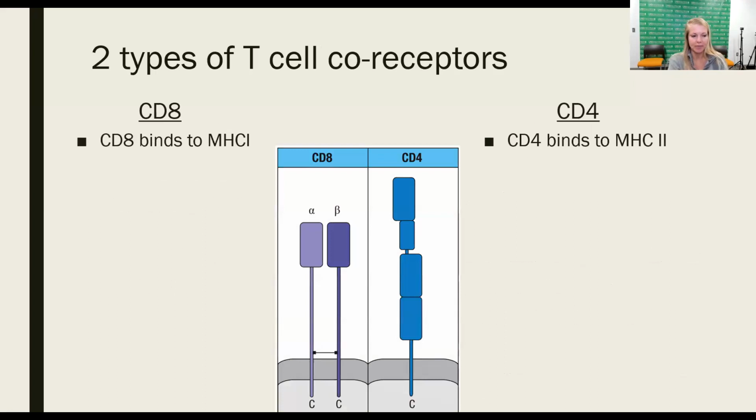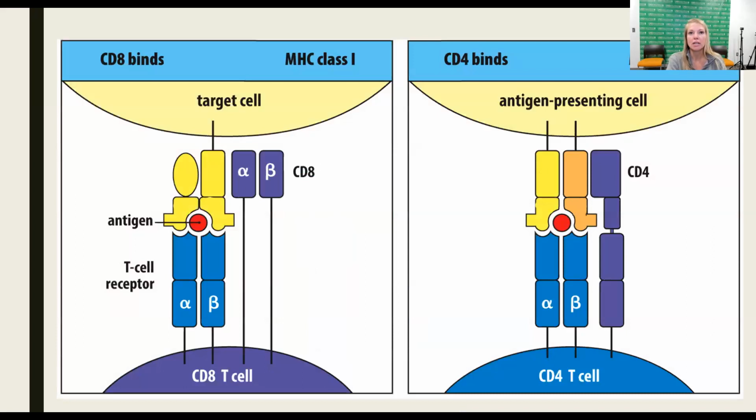Here, I can go to this slide. CD8 binds MHC class 1. CD4 binds MHC class 2. These are called co-receptors, and they go along with our T cell receptors. So this is a fantastic image for you to think together.